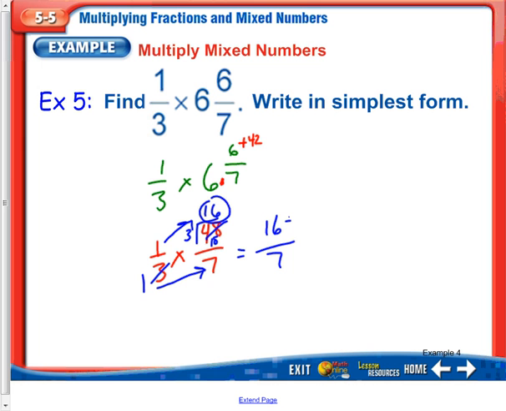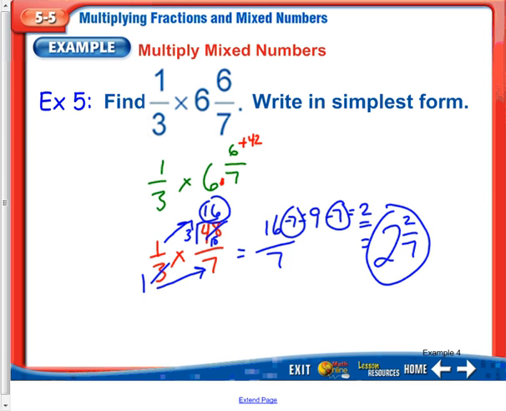So if I subtract 7, I'm going to get 9. And I can subtract 7 again, and I'm going to get 2. And every time I subtract 7, that's a new whole. So those are 1, 2 wholes. So I'm going to get 2, and then there's 2 left over. So 2 and 2 sevenths. And I cannot simplify 2 sevenths. So I'm done.